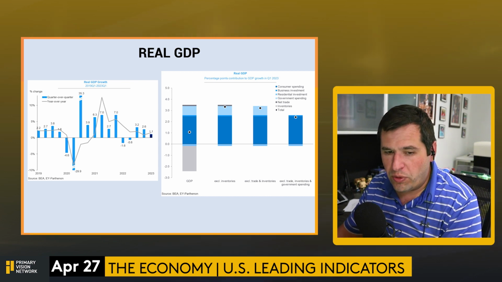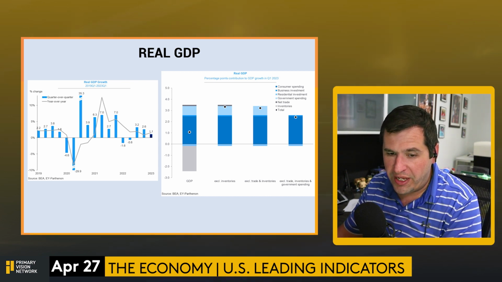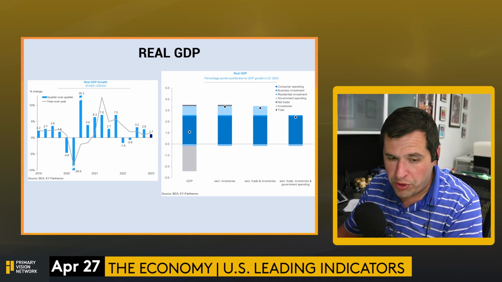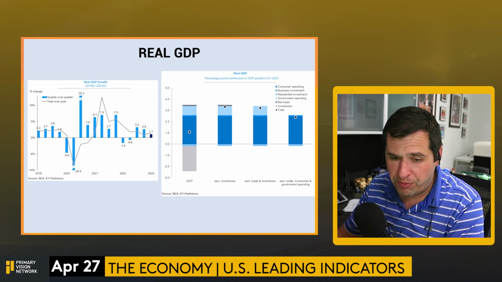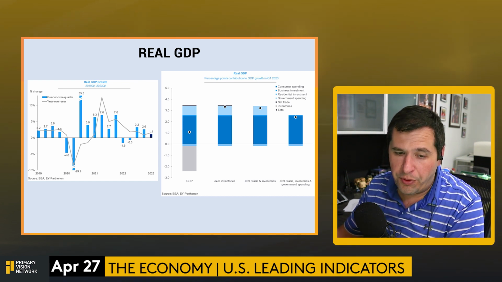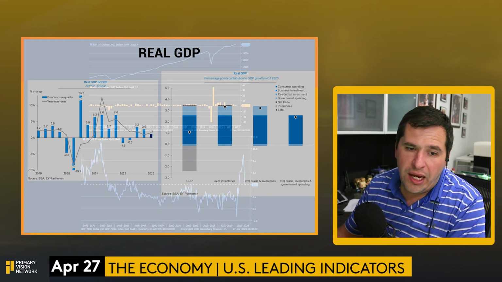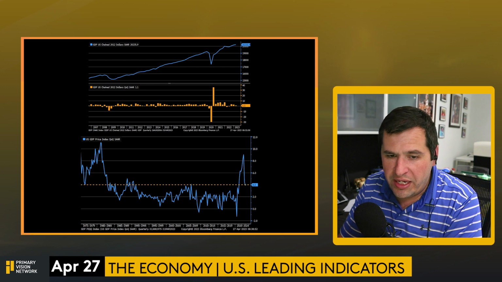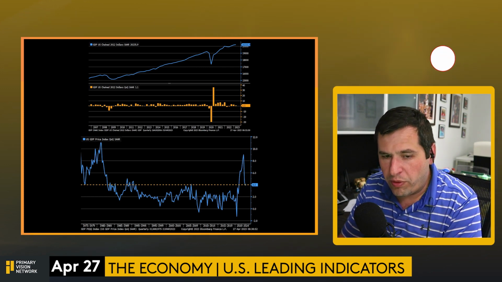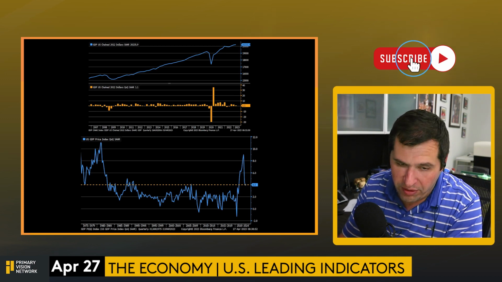Final sales ex inventory up 3.4%. Final sales to domestic purchasers up 3.2%. Final sales to private domestic purchasers up 2.9%. But again, just descending. When you look at it against chained, annualized at 1.1%, slowest growth since the second quarter of 2022, which was a negative quarter.